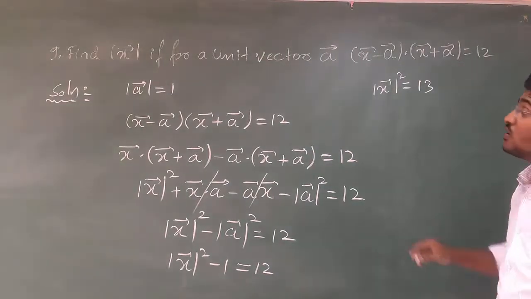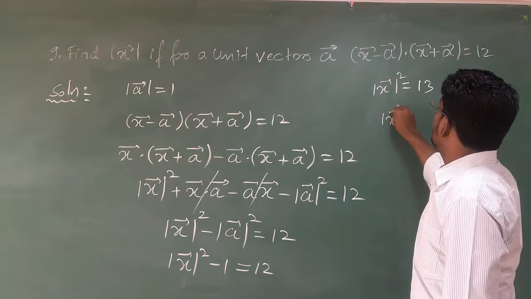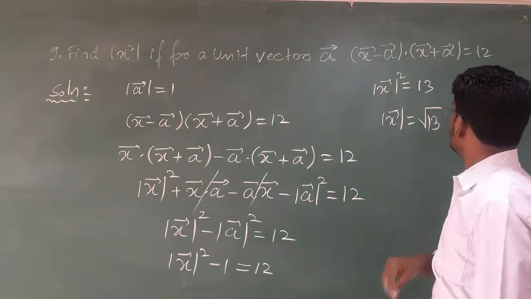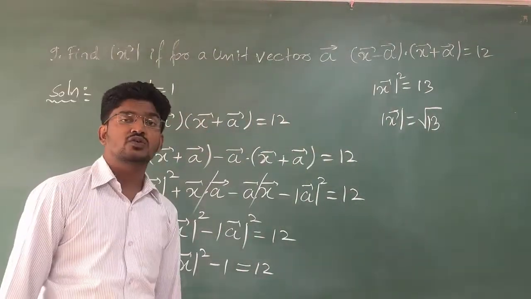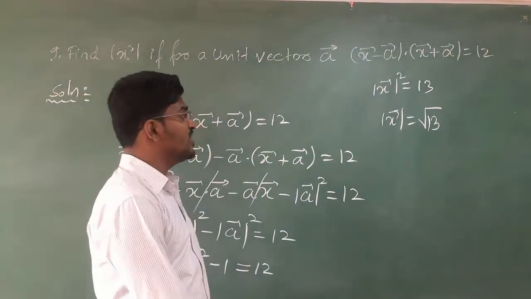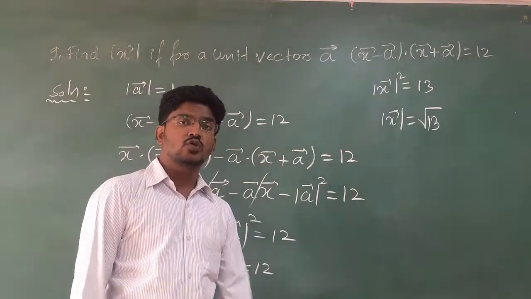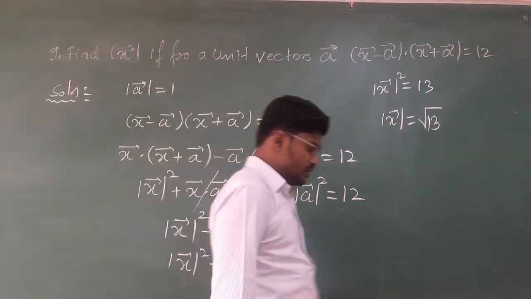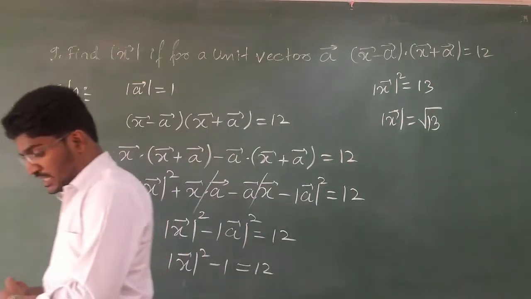So as you all know, magnitude is always positive. Magnitude of vector x is going to be root 13. Positive root 13, not negative root 13, because this is magnitude. Okay, it will be always positive. So for that reason, magnitude of vector x is root 13. Clear? So from this we can understand that this problem was very much simple.